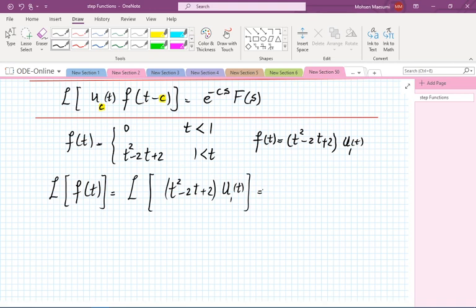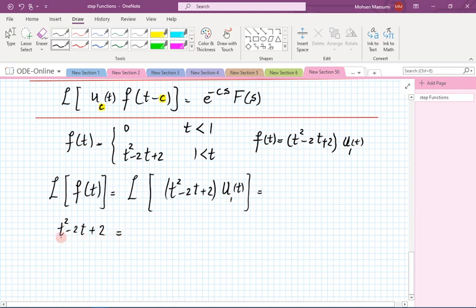Okay, what do we do? Here's a problem. I need my function here to have visibly a delay of 1 second in it, from something that shows up in my table. What is that? So here I want to force this thing to have t minus 1 in it. So I have t squared minus 2t plus 2.